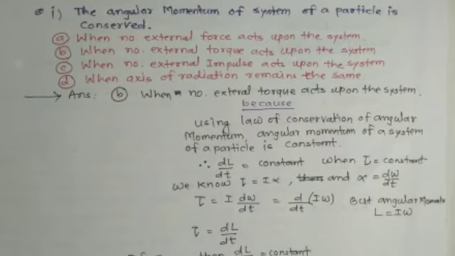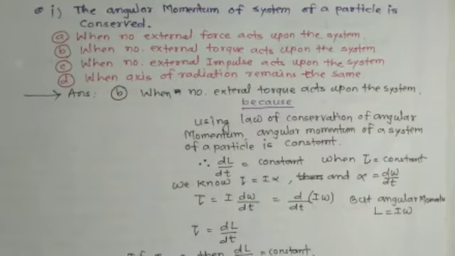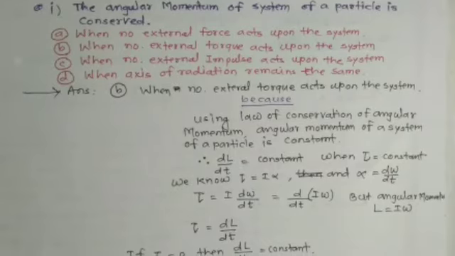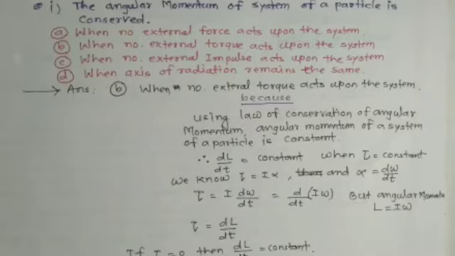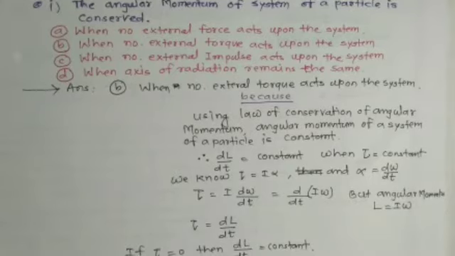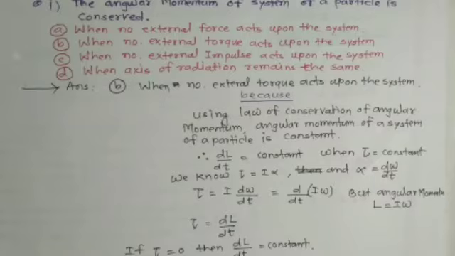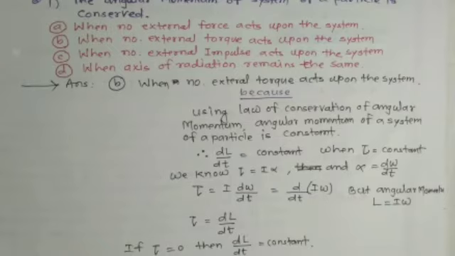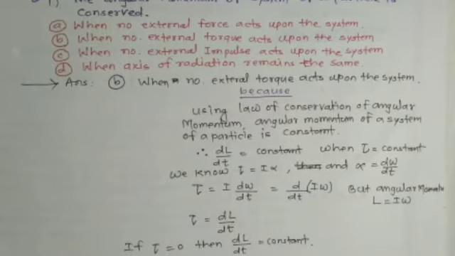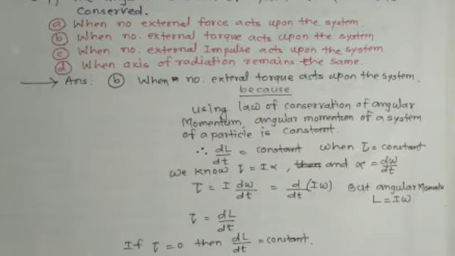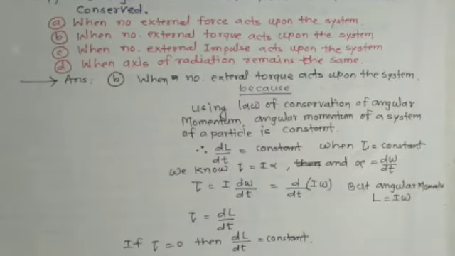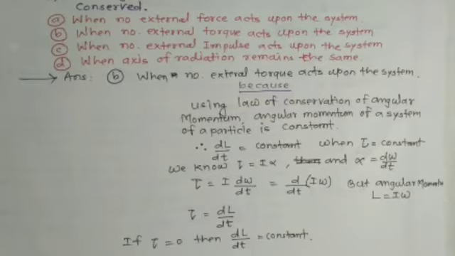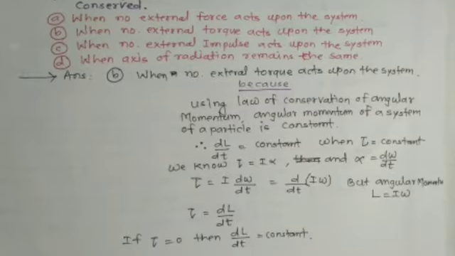Because using the law of conservation of angular momentum, the angular momentum of a system of particles is constant. Therefore, dL upon dt will be constant, where L is angular momentum. When torque τ is constant, we know that torque τ is equal to I alpha, where alpha is angular acceleration. So alpha is equal to d omega upon dt.